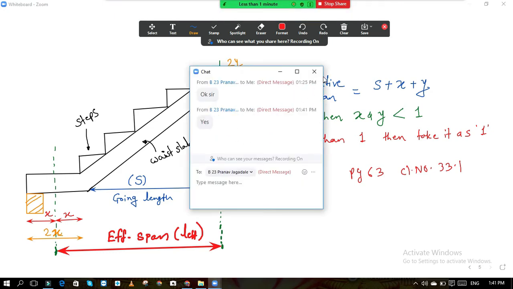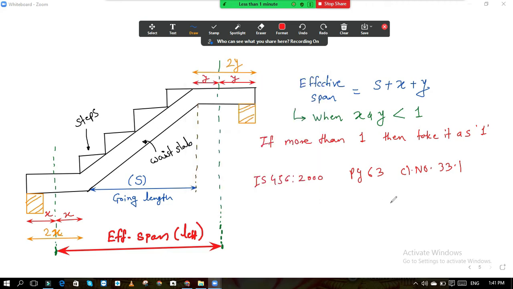Okay, yes. So I have got the reply as yes. Okay, then good. So it is not much more complicated, simple things are there.